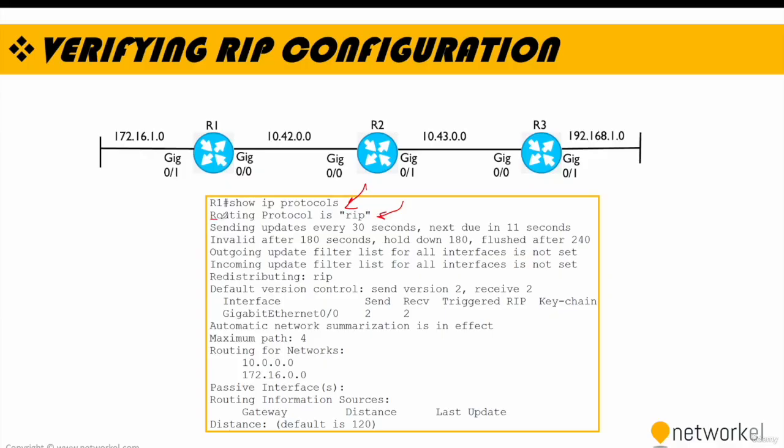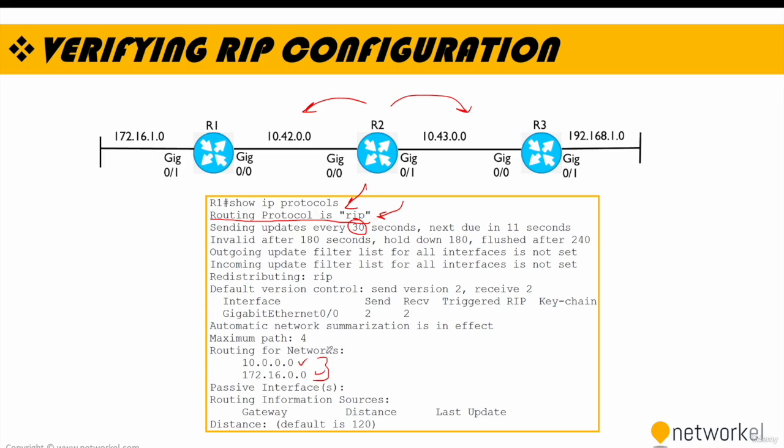In this case you will see that the protocol you are using is RIP, and each router is sending updates every 30 seconds. Whether there is a change or not, everything will be updated every 30 seconds to the neighbors. You will also be able to see which networks this router is routing for. For example, router 1 is routing for these 2 networks.